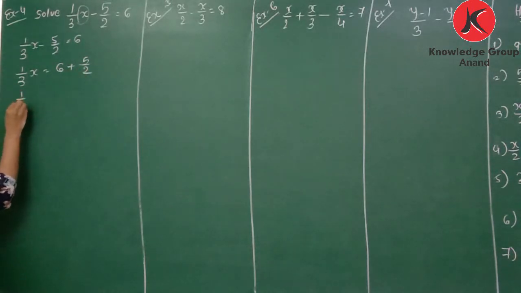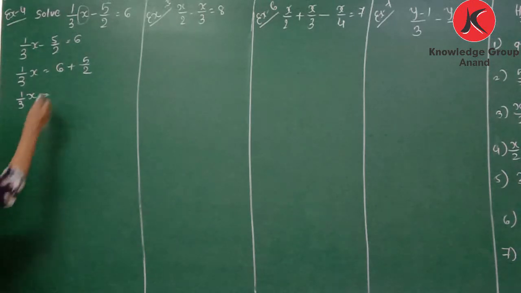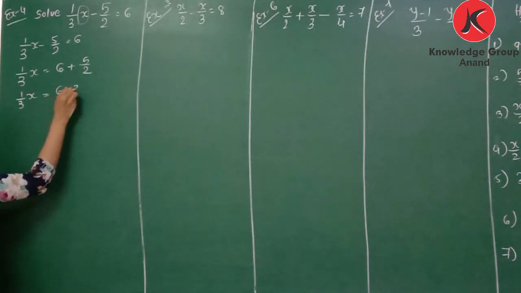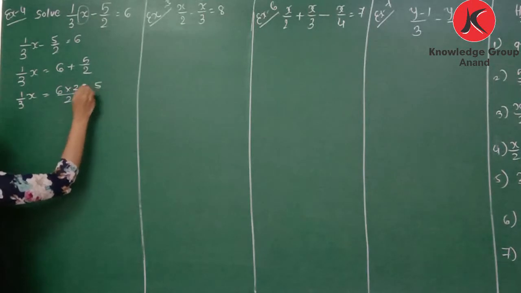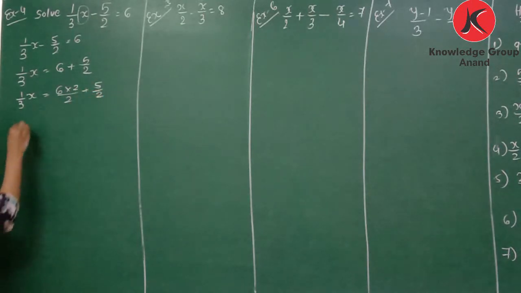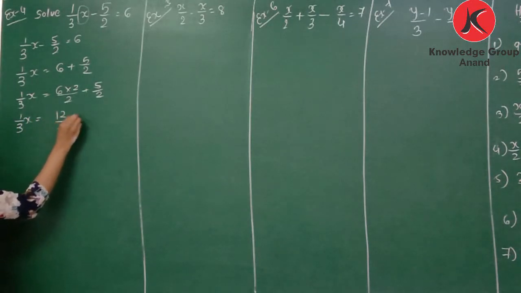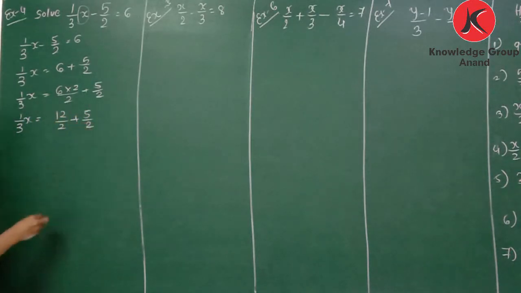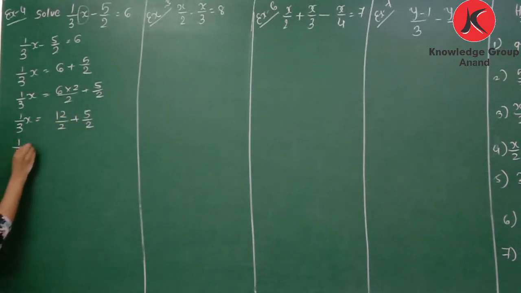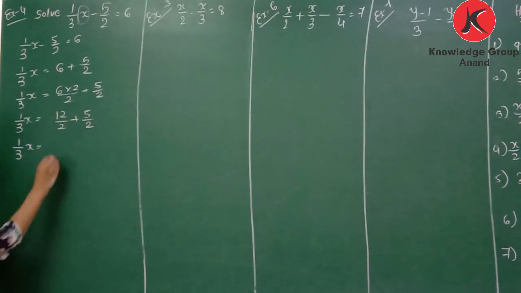Okay. So 1 by 3x, here take the LCM. So what will be the LCM here? 6 is multiplied with 2 divided by 2. Why? Because LCM is 2. Now 1 by 3x is equal to 12 by 2 plus 5 by 2. So here we have 1 by 3x is equal to 12 plus 5 is 17 by 2.